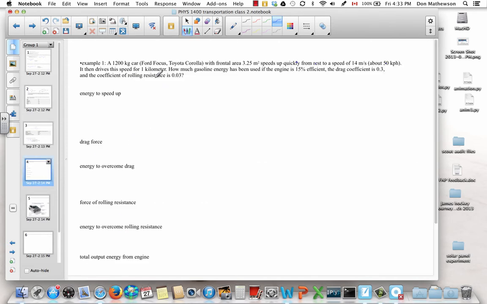So let's do a calculation. Let's take a car, and we're given some data about the car, and see how much energy it would take to move the car a kilometer. So first of all, we'll start with the energy to speed up. Well, that's going to be the kinetic energy that we impart to the car, and that's going to be 1/2 mv squared. The mass of the car is given as 1,200 kilograms, and that's a fairly small car, right? That's like a four-door, a very small four-door vehicle. And we're told it speeds up to 14 meters per second.